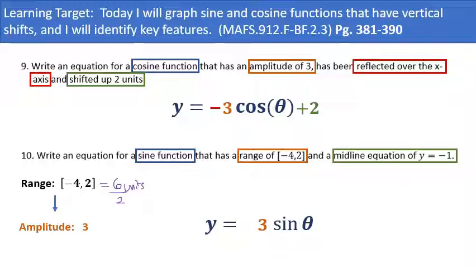What else do we know? The midline's y equals -1. Well, remember, this midline refers to your vertical shift. If it's at -1, that means it had to have moved down 1 unit. If it moves down 1 unit, we have to have a -1. Oh my goodness, Mr. Weber. On the outside here.